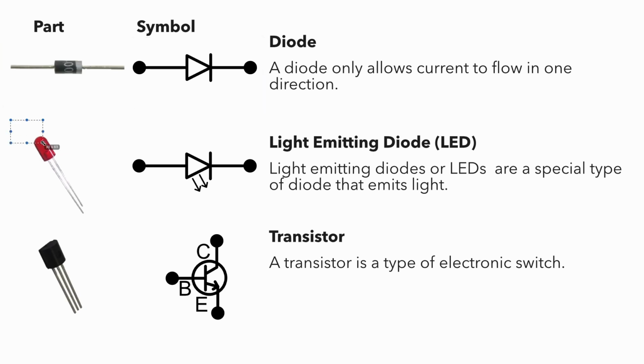The next part is a thing called a light emitting diode. And all this is a diode that emits light. And these are used everywhere, in watches, television sets, you name it, they usually have a light emitting diode in them. And then lastly we have a transistor.